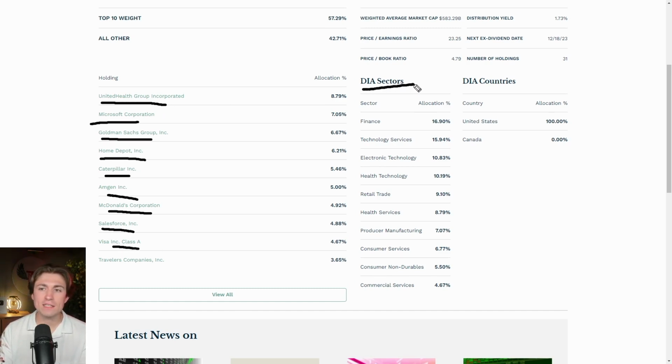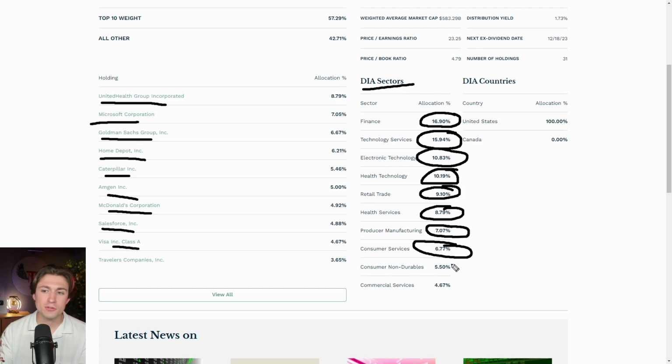And we can see that in the sector allocation. You can see finance makes up a big chunk of this, technology services, electronic technology, health technology, retail trade. What we can see here, and the point that you need to understand, is that this is not nearly as concentrated in the high risk area that is technology.